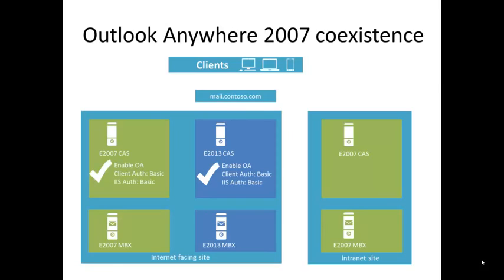Outlook Anywhere 2007. The client will hit the Exchange 2013 client access server, will authenticate, and in this case the request will be proxied to the 2007 client access server, and from there it will retrieve the data from the mailbox server. If we are located in another Active Directory site, again the request will be proxied and then retrieved from the appropriate mailbox server. So you see, all clients, all protocols behave in a different manner.